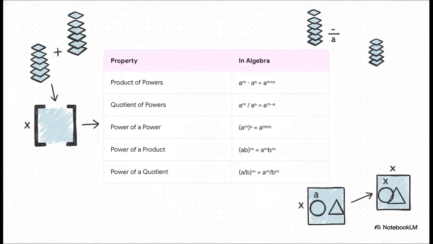All right, so let's do a quick recap of the awesome toolkit we've put together. When you multiply powers with the same base, you add the exponents. When you divide, you subtract. For a power of a power, you multiply. And when you have a power of a product or a fraction, that exponent just distributes to every part inside. These 5 properties right here, they're your foundation.